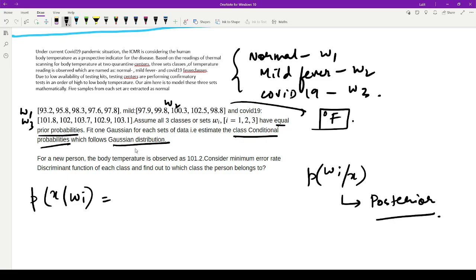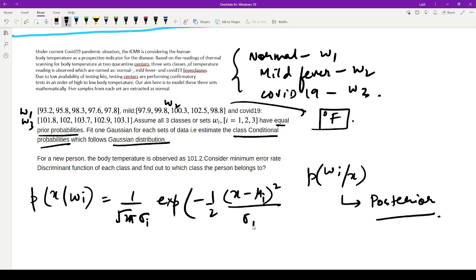So what we need to do is just write Gaussians. That's all. These are all one-dimensional data, right? This is just one dimension, so I'll write the one-dimensional Gaussian. Here it will be sigma i, and here it will be mu i square upon sigma i square. This is the one-dimensional Gaussian, right? Now you have to do it for all three cases, i equals 1, 2, and 3. That's all we need to do.